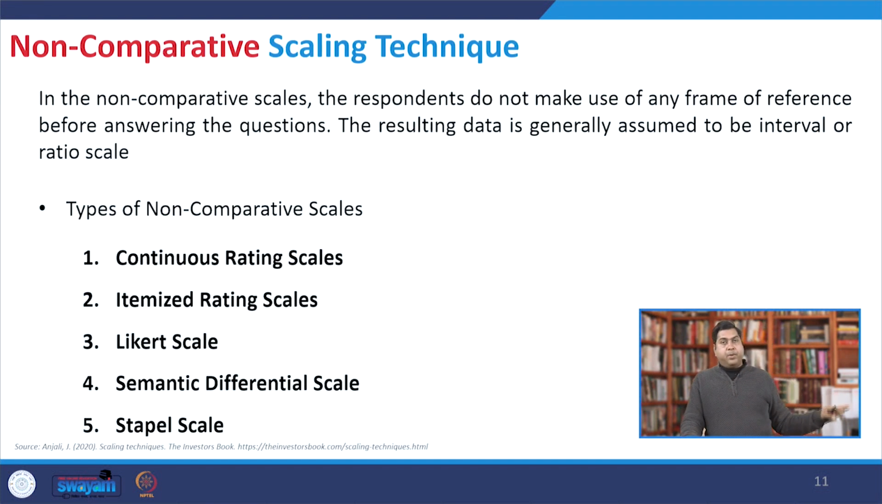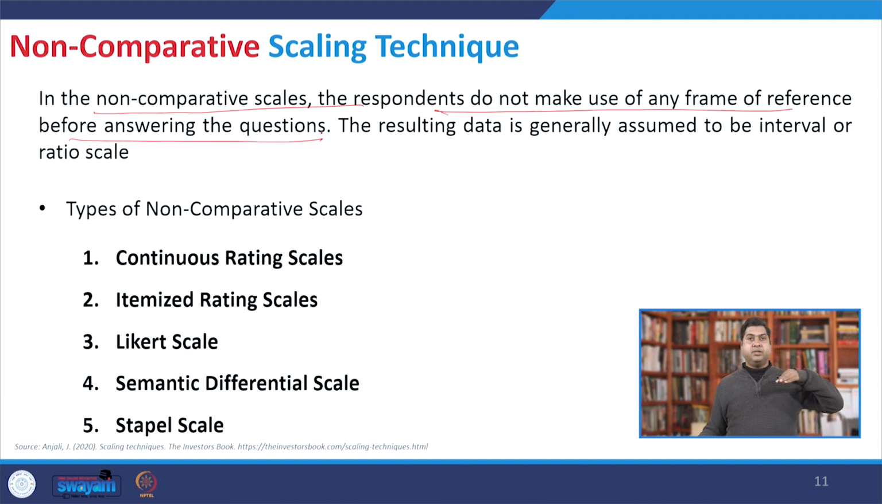Now that was all about the comparative scaling. Now we will discuss non-comparative scaling. In non-comparative scales, the respondent does not make use of any frame of reference before answering the question. That means it is not that I have a benchmark and, compared to that, I have to give a value. The resulting data is generally assumed to be interval or ratio. So this is the difference.